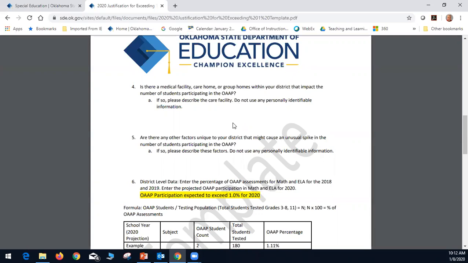These surveys are made available to the public, which is one of the requirements of our waiver application, is to make these surveys available to the public. Last year's justification statements are available to the public. People can make a request to view those. So you'll want to avoid using any personally identifiable information throughout the survey.